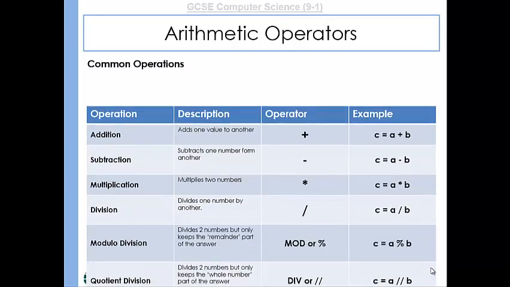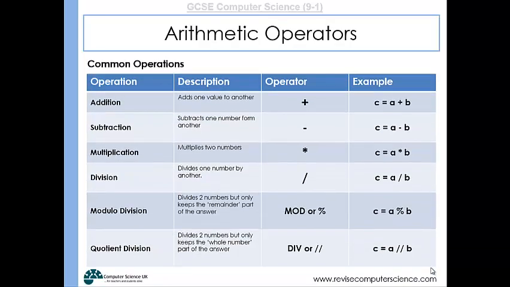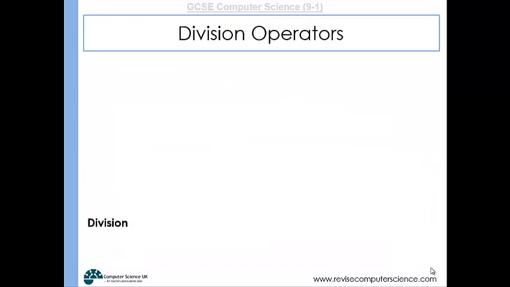So with arithmetic operators, some of these are very straightforward and well known to you already: addition, subtraction, multiplication and division. However, there are two other division operators that you have to be aware of, and that's the modulo and quotient division operators. So let's have a look at those in a bit more detail.